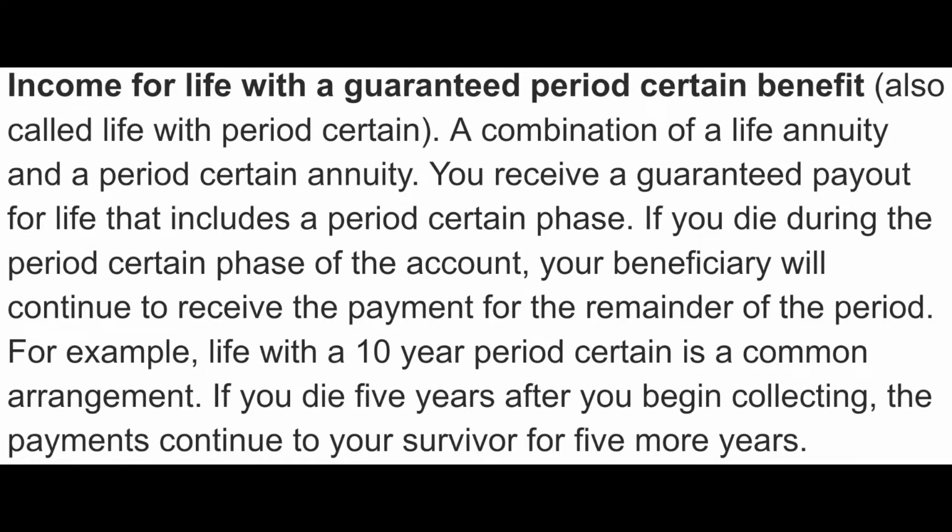Income for life with guaranteed period certain benefits, also called life with period certain. A combination of a life annuity and a period certain annuity. You receive a guaranteed payment for life that includes a period certain phase. If you die during the period certain phase, your beneficiary will continue to receive the payment for the remainder of the period. Life with a 10-year period certain is a common agreement. If you die 5 years after you begin collecting, the payment continues to your survivor for 5 more years.